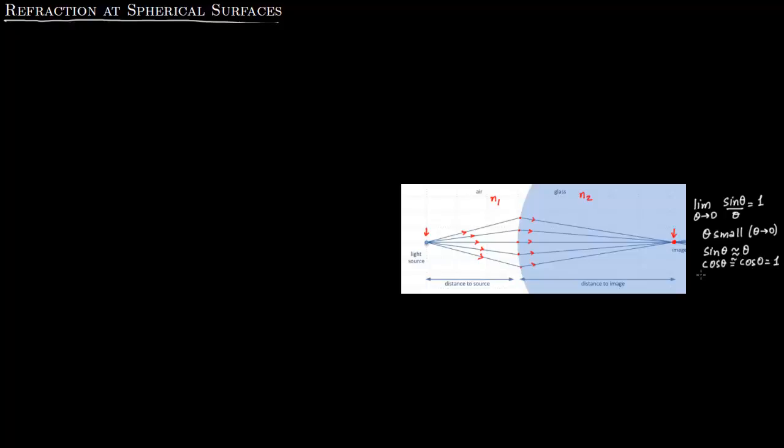Now you can see that tan theta, which is equal to sine theta by cos theta, when theta is small becomes theta by 1, which is just theta. So these two results we are going to use. Number one is this, and number two is that tan theta is also approximately equal to theta when theta is small.